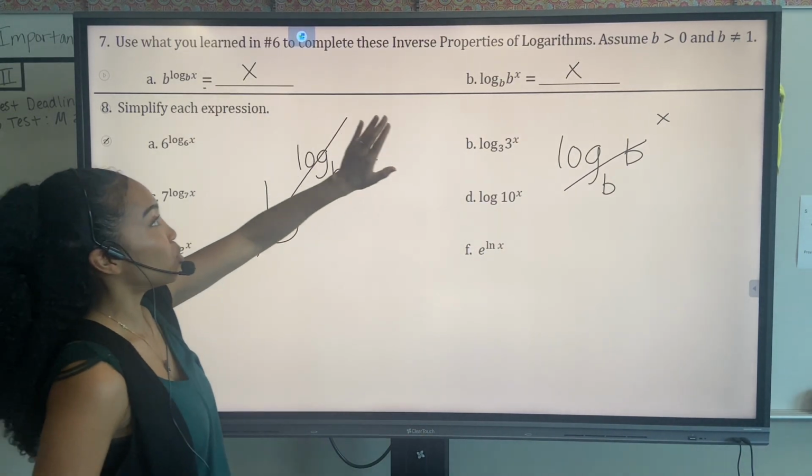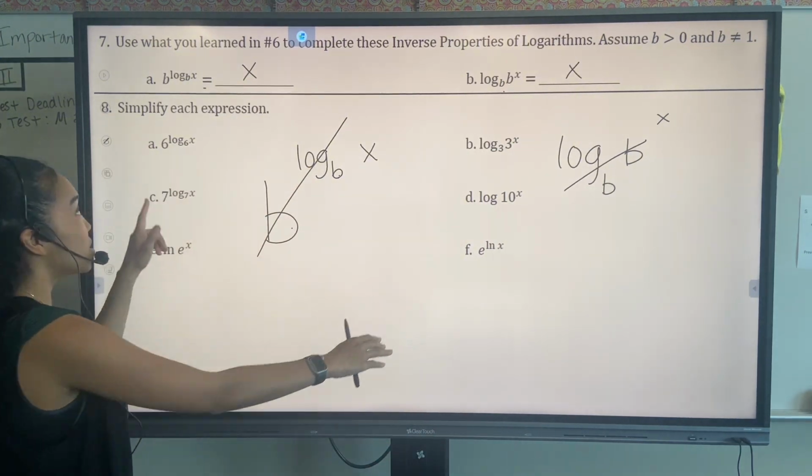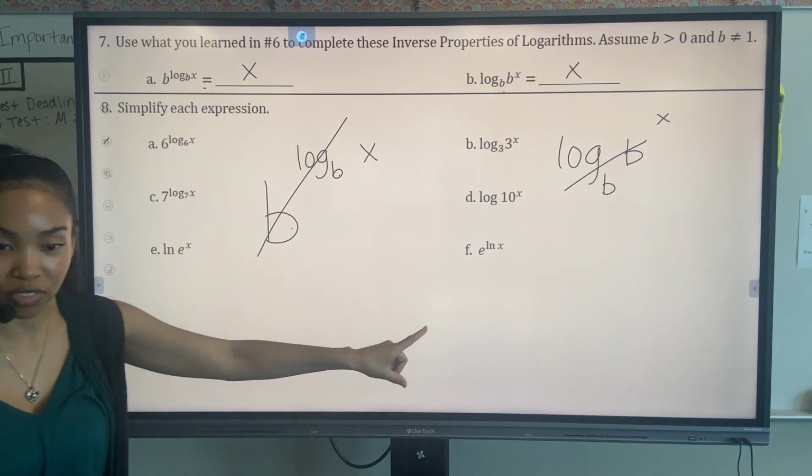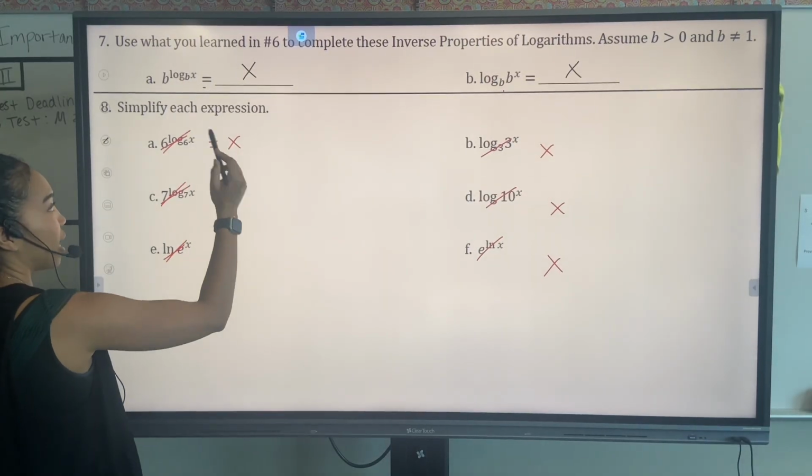Knowing these two rules, you can now answer questions A through F. Go ahead and try it. It should take you about 15 seconds. They all canceled out and left you with x.